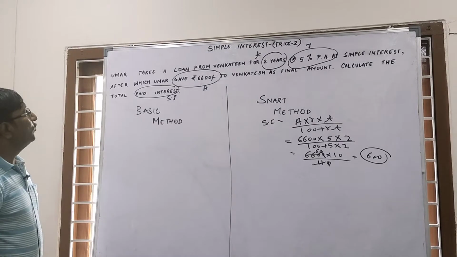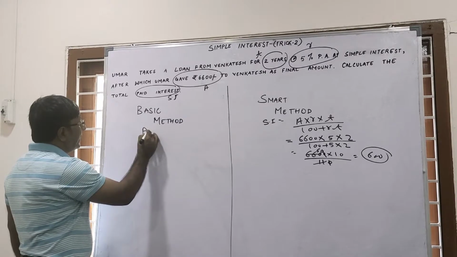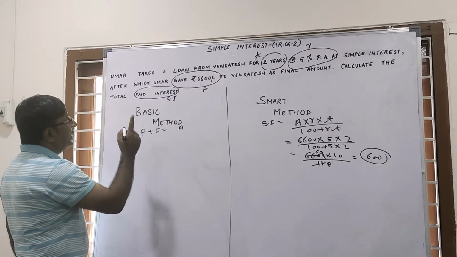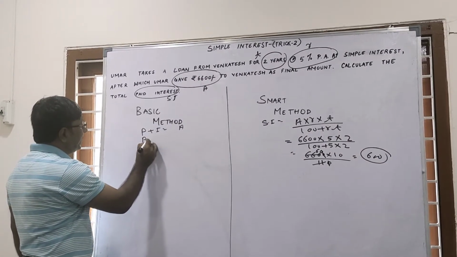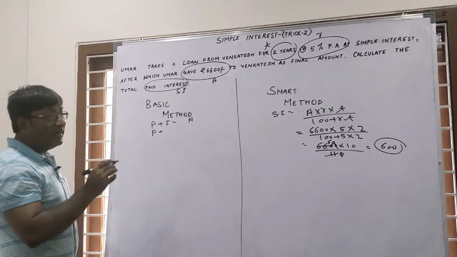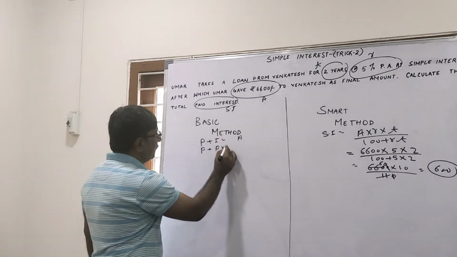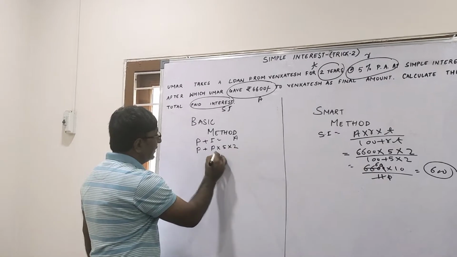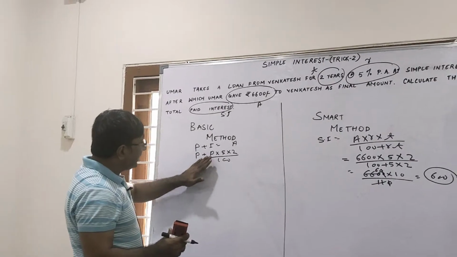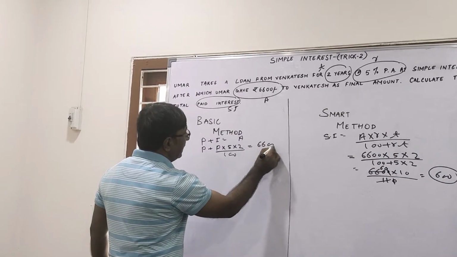You see here. We know the amount is given, and by the basic method, principal plus interest is the amount. The principal is not known, so suppose it is P. Now interest is P multiplied by R multiplied by T by 100. So P is P, rate is 5, time is 2 years, upon 100. So principal plus interest equals amount, and this amount is given, 6,600, right?